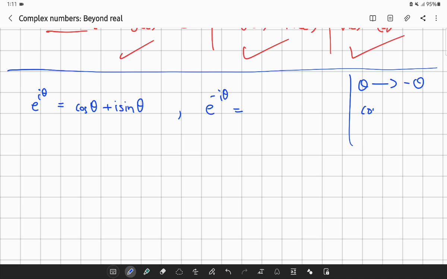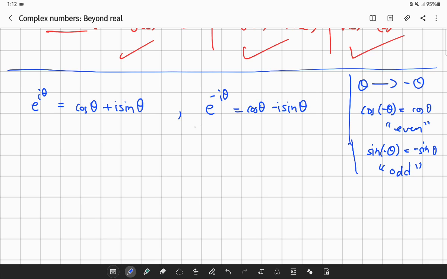We know that cosine of minus theta is cosine theta. Cosine is an even function. And similarly, sine of minus theta is minus sine theta. We call sine an odd function. These are just terminologies that you should be familiar with from calculus. So using these relations, I can say that e raised to minus i theta is cosine theta minus i sine theta, which, if you think about it, is just like taking the complex conjugate of e raised to i theta. I'm just changing i to minus i.